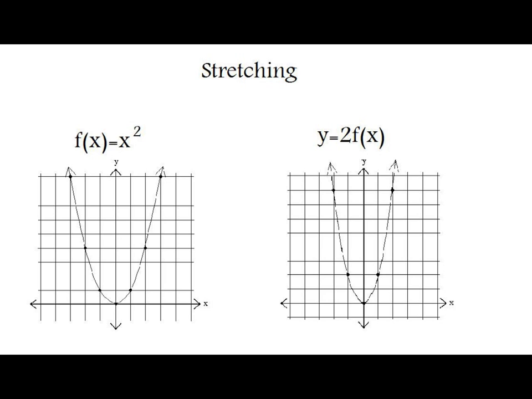As you can see by the two graphs, the graph y equals 2 times f of x is slightly longer and more elongated than f of x equals x squared, thus stretching it. This happens because by multiplying the graph of f of x by 2, we are doubling the values of y, making the graph grow faster.